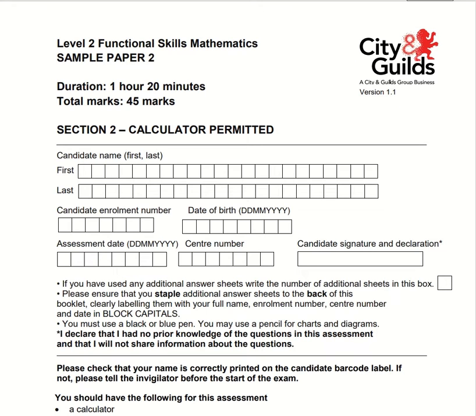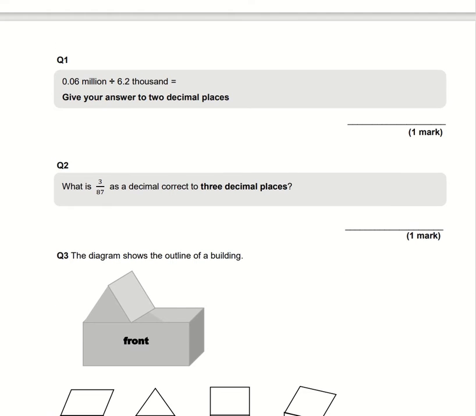Here are the video solutions for City and Guilds Level 2 Functional Skills Maths. This is sample paper 2 and this is the calculator section. So question number 1. What is 0.06 million divided by 6.2 thousand?